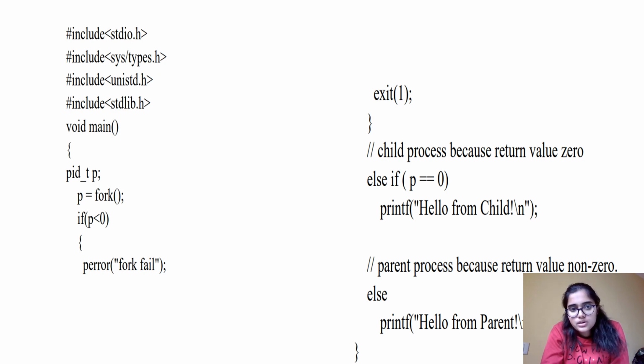The header file included is sys/types.h. If we call the fork function, which is assigned to p, if p is less than 0, then it prints fork failed. If p is equal to 0, then it prints hello from the child process, and else it prints hello from the parent process.